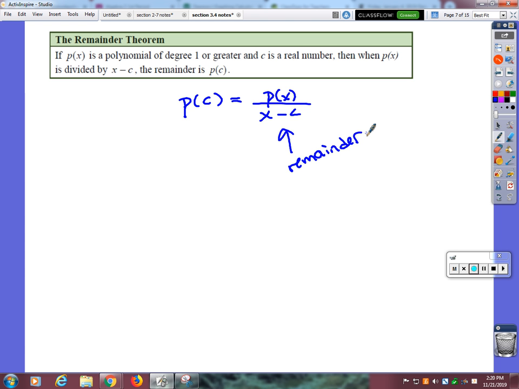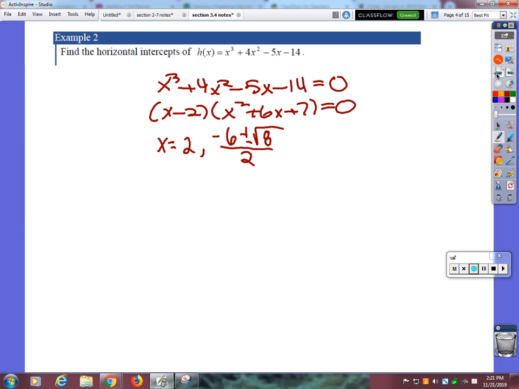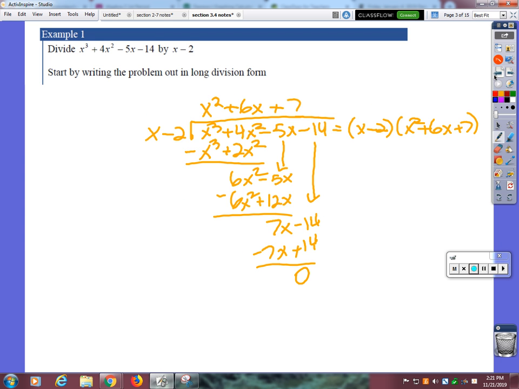You guys feel okay about that? What is c? It's the number, the thing that's being subtracted from x. In this case c was negative 3. So on the very first one we did, c would be 2.